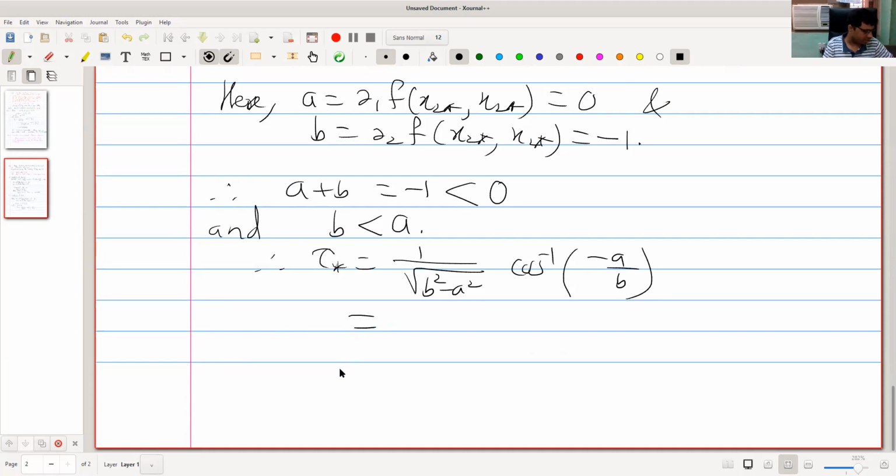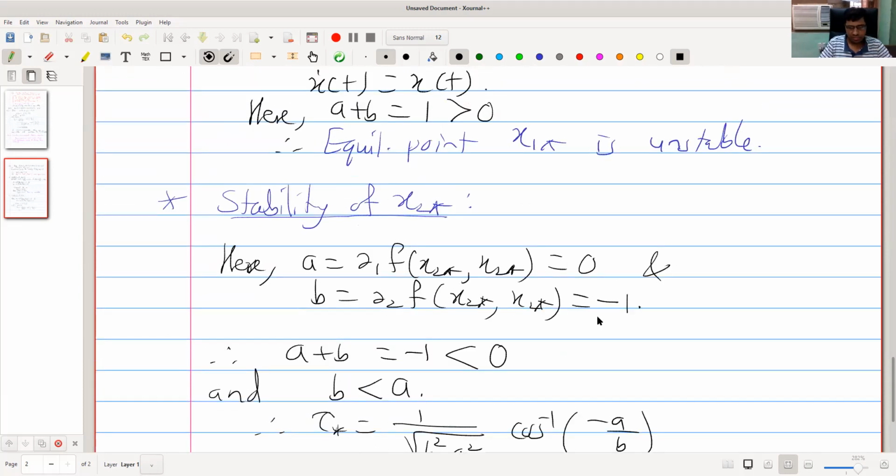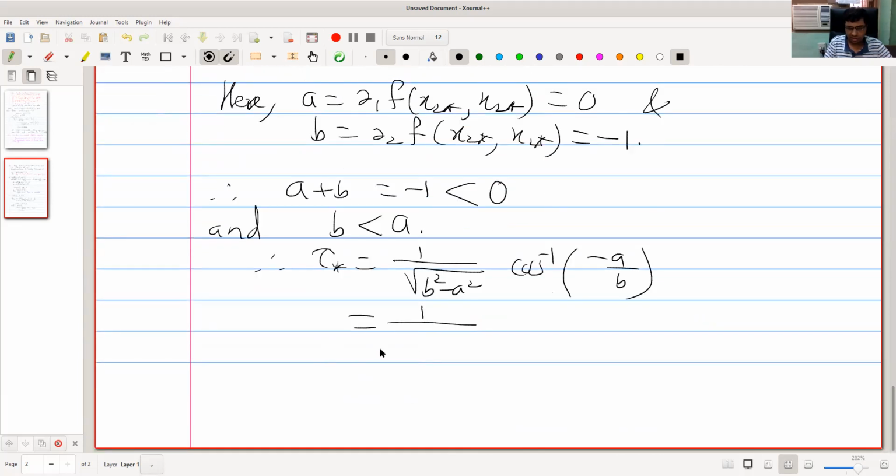We substitute the values here, so it is equal to 1 upon square root of b square minus a square. b is minus 1, its square is 1, a is 0, so it is simply 1. 1 upon 1 is 1. And cos inverse of minus a upon b, with a 0 and b minus 1, is cos inverse 0, and we know that cos of pi by 2 is 0. So this is pi by 2. So this is 1 point something, between 1 and 2.